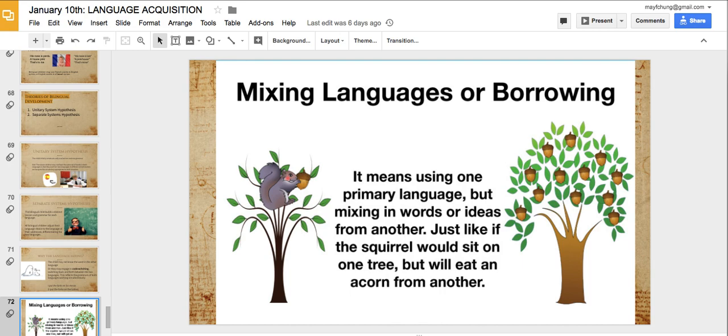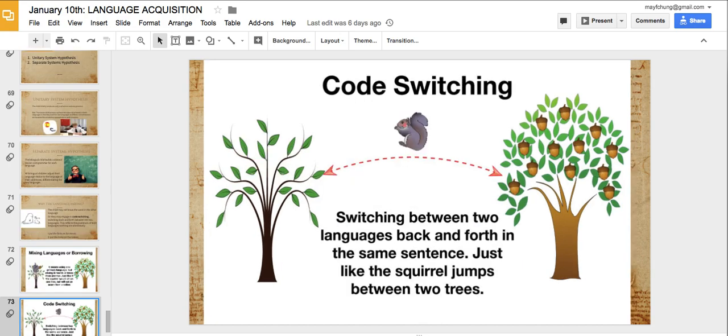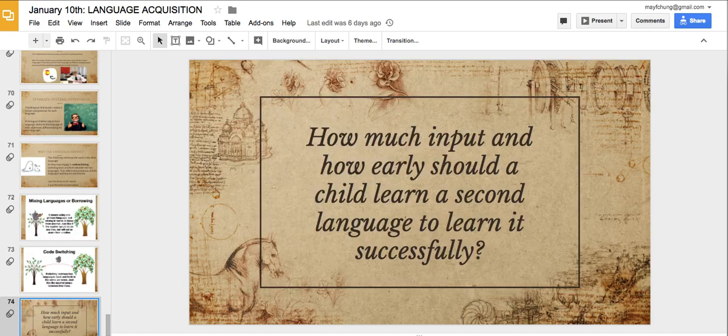You're just borrowing that term, versus code switching, which may be something where the child is able to jump back and forth between the two languages very fluently, in between the two trees, eating acorns from both trees, and using it in different circumstances. So, how much input and how early should a child learn a second language to learn it successfully?